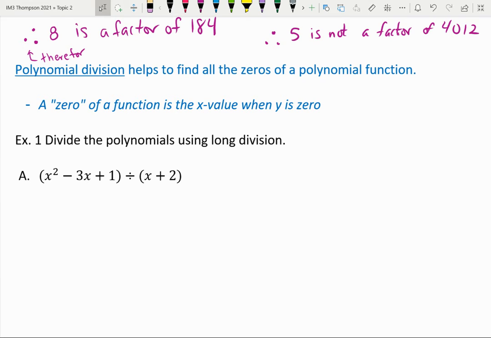Problem A is the polynomial x squared minus 3x plus 1, all divided by the polynomial x plus 2.